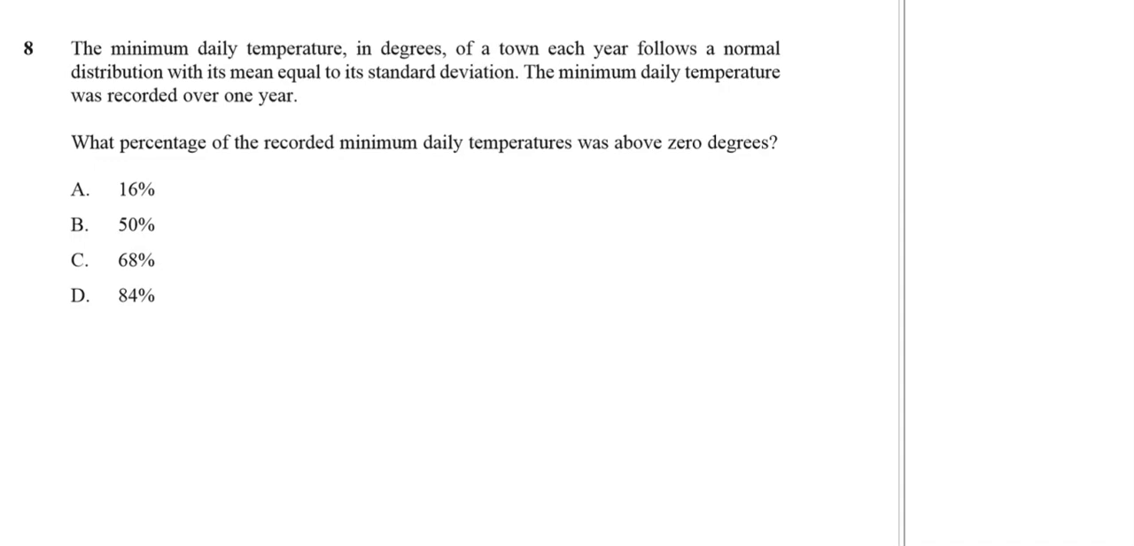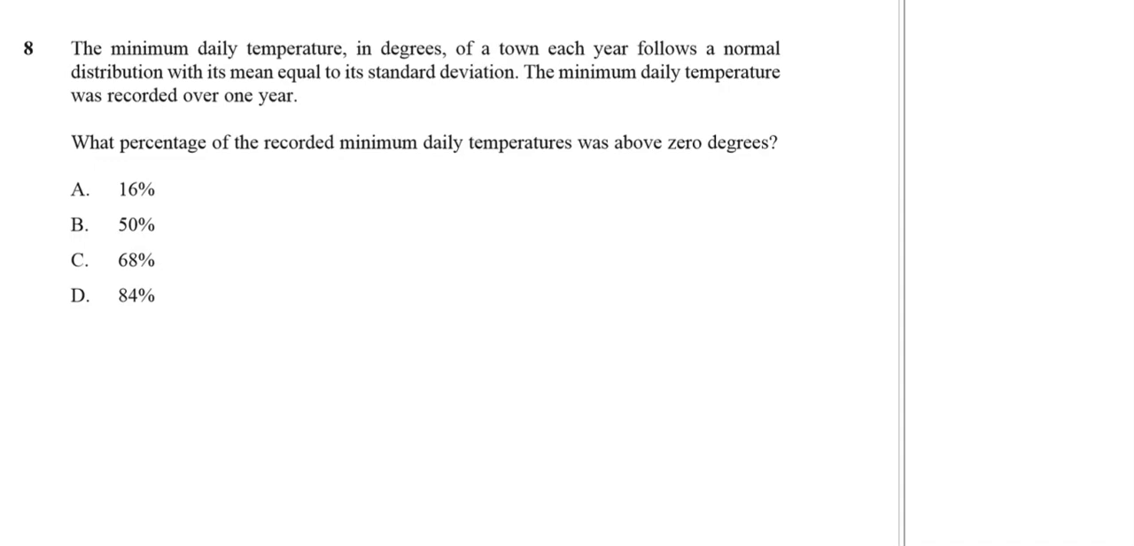Question 8. The minimum daily temperature in degrees of a town each year follows a normal distribution, with its mean equal to its standard deviation. The minimum daily temperature was recorded over 1 year. What percentage of the recorded minimum daily temperatures was above 0 degrees? Pause here to try yourself.